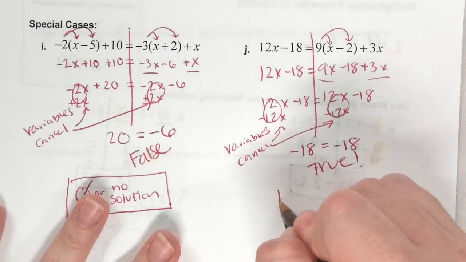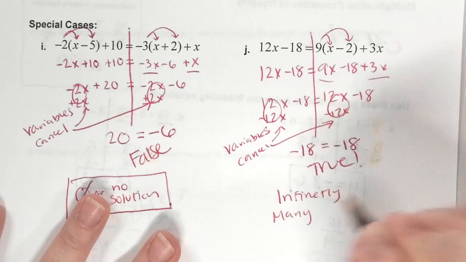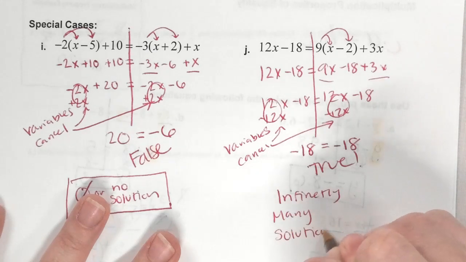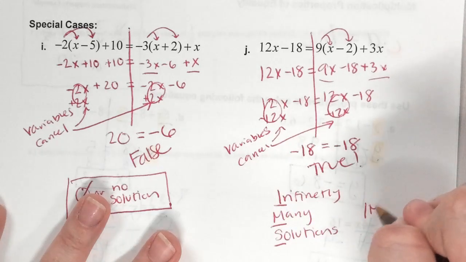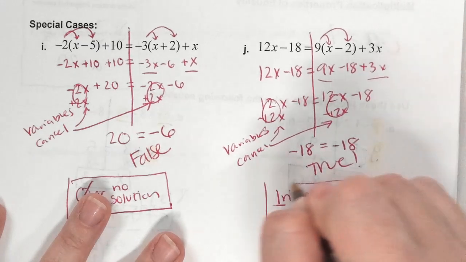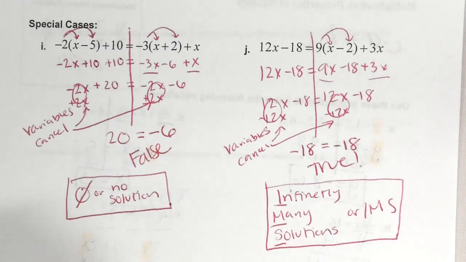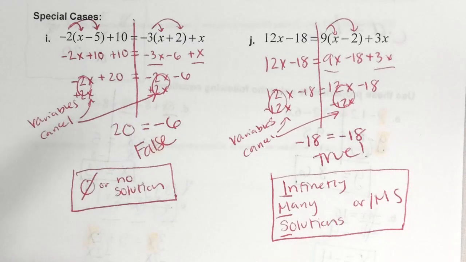So yes, that's a lot to write. If I spelled it infinitely wrong, do not judge me. I teach math for a reason. So we call this IMS. If you want to write out infinitely many solutions every single time, I'll take it, but IMS is a lot easier to write. Any questions with that? Pretty simple, right? So special cases is when variables cancel on both sides. Not just on one side, but both sides, yes?